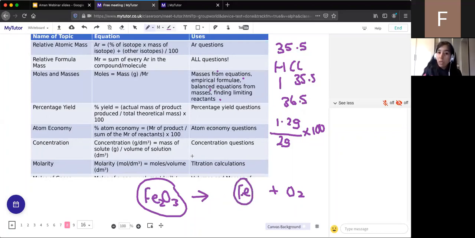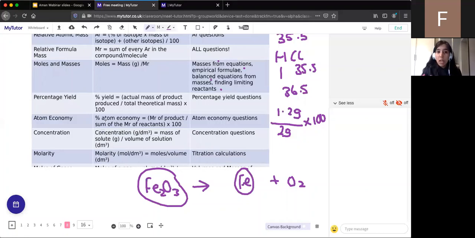Again, I'm going over these quickly. If you want to know more detail, please go back to last week's sessions where we covered all of these questions in a lot of detail. Concentration, we did last Friday.